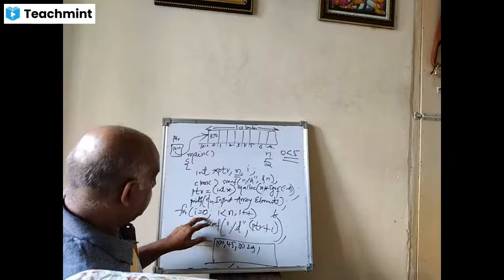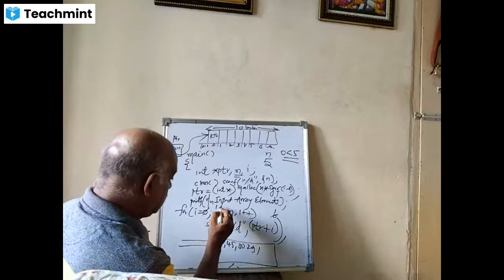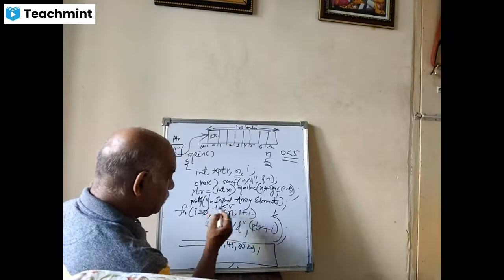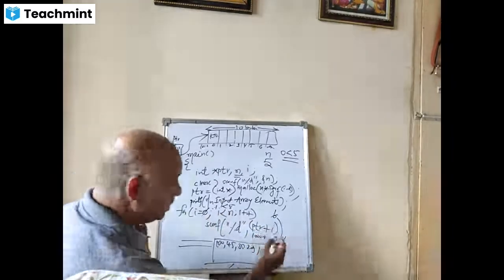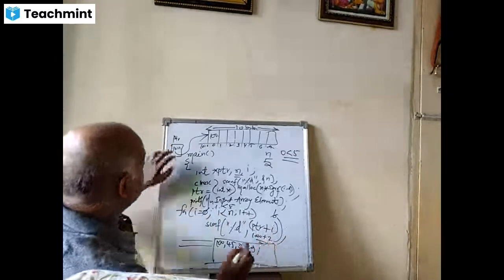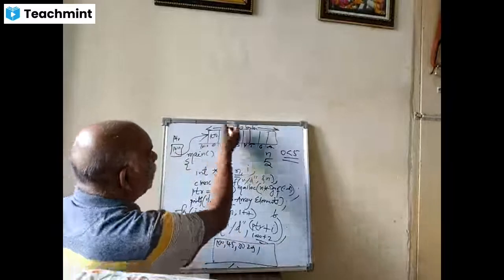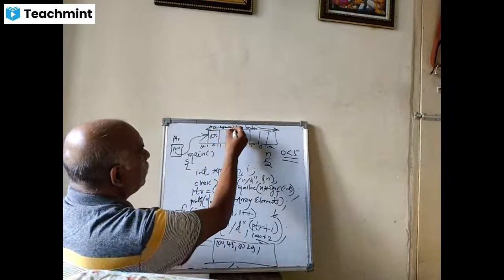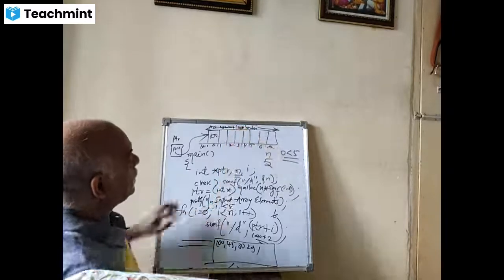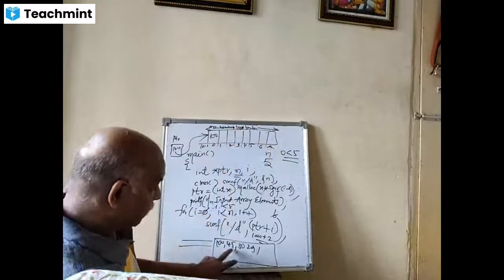i becomes 1, and 1 less than 5 is true. So this is 1000. 1000 plus 1 means 2 bytes, 1002. This is the second location. This is 1000, this is 1002, this is 1004, 1006, like this. Which element goes to the second location? 45 goes.